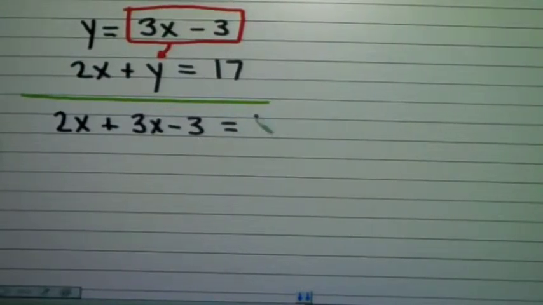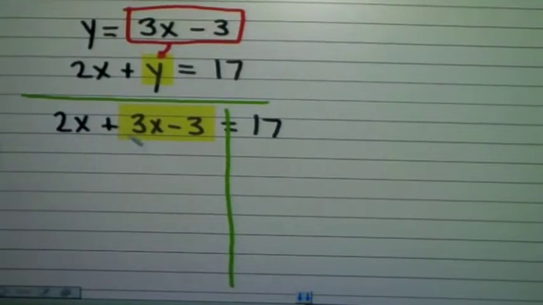And then equals 17. So just to clarify, I took this y and replaced it with 3x minus 3. So my equation is now 2x plus 3x minus 3 equals 17. Now I have an equation that's pretty simple for me to solve for x because I'm down to just one variable. Instead of having x and y, I have all x's. So let's go ahead and solve this one.